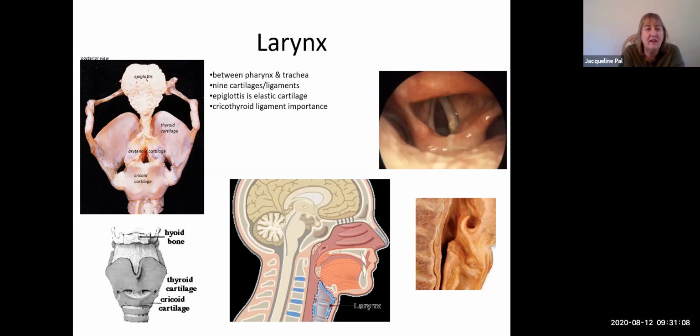So looking at these cartilages anteriorly, we have your thyroid cartilage, which is then connected to the narrow portion of your cricoid cartilage through the cricothyroid ligament. And this is important at times of breathing emergencies, in that this is a midline structure that doesn't have any blood vessels around it.